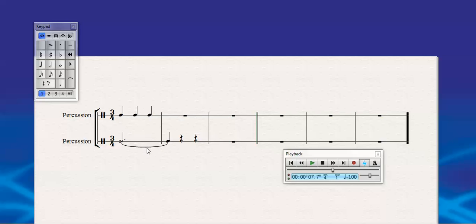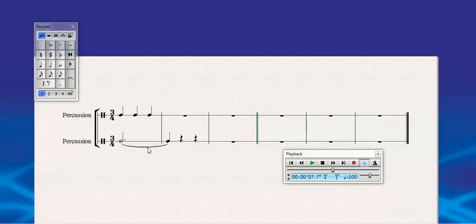This is a tie. Alright? It also looks like slurs, which we'll get to later, so it can be a little confusing. The tie is used when you want to hold a note past the bar line, right? Because sometimes that happens. Like I said, I want this to hold out for 4 beats, not just 3, and I don't want to restrike this again, right?